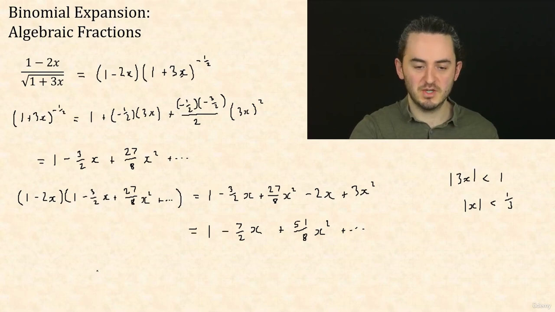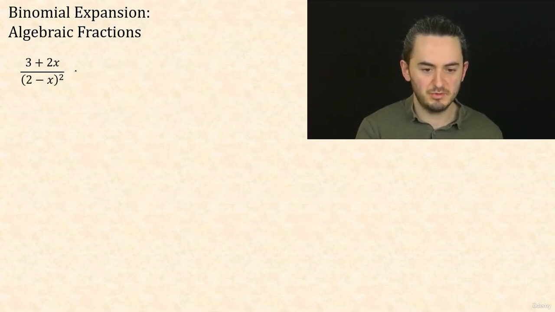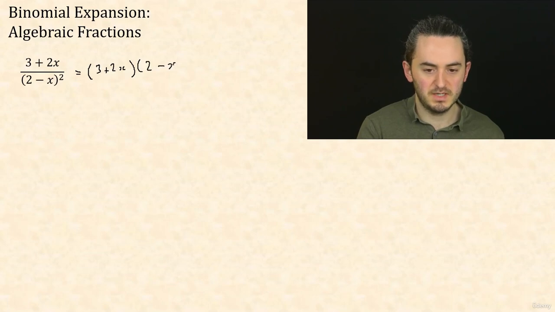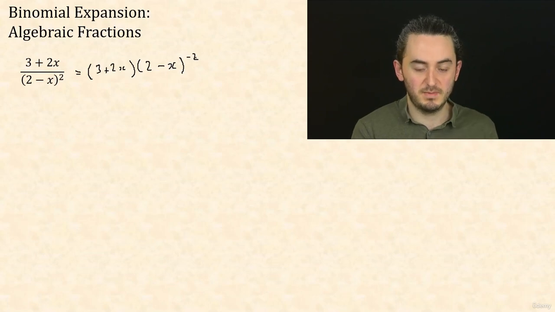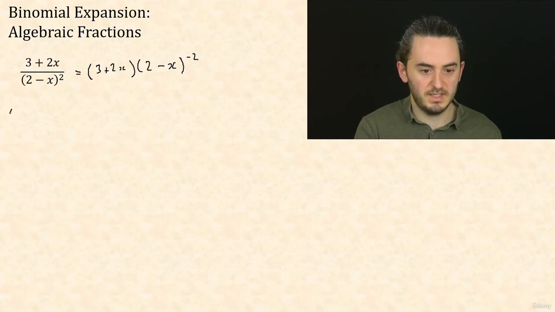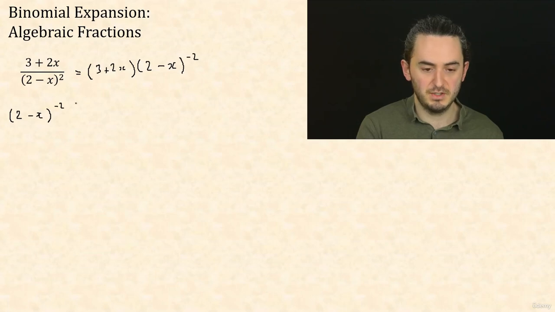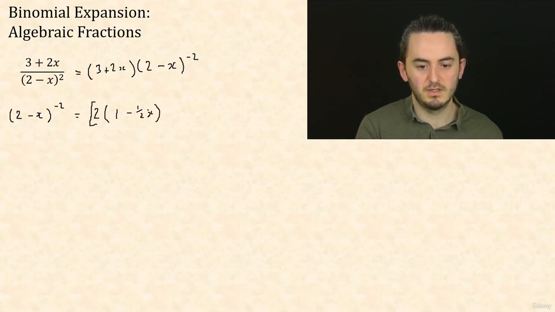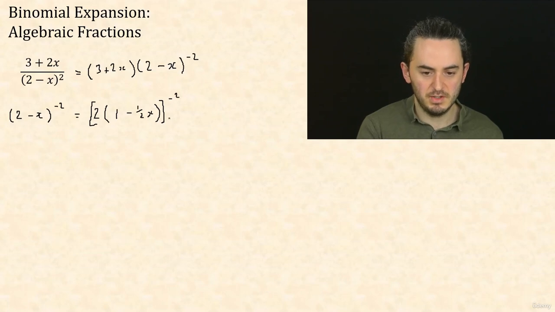All right, let's have a look at one more example. So this one here, I'm going to do the same trick as last time, which is rewrite this as 3 plus 2x, and I'm multiplying that by 2 minus x to the power of minus 2. If you're dividing by that bracket squared, then that bracket is to the power of minus 2. So this is what I need to do my binomial expansion on, but it's not got a 1 as the leading term, so I need to factorize out that 2. So that is 2 times 1 minus half x, and all of this to the power minus 2.